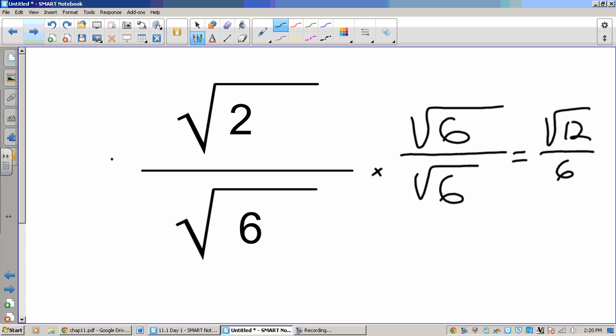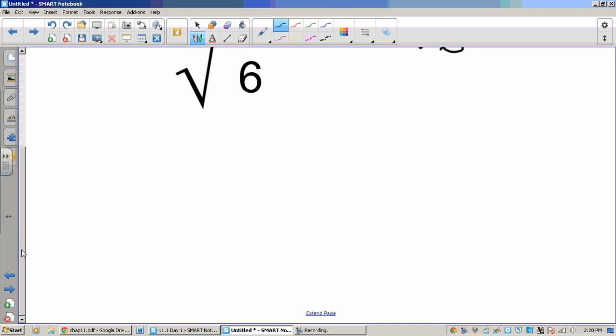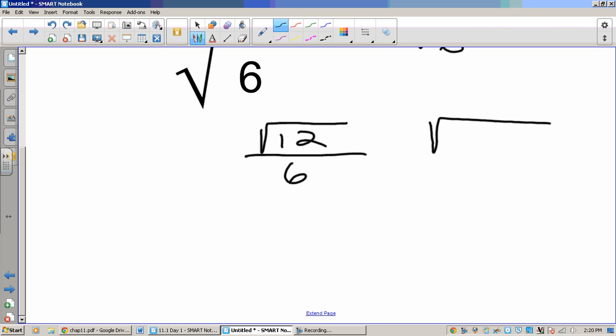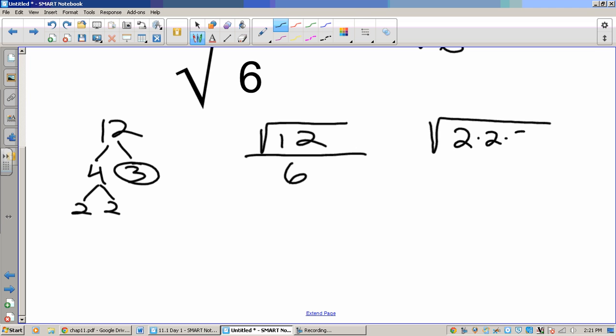Okay, so now I'm going to write this down here: radical 12 over 6. And I have to ask myself, is radical 12 simplified? Well, we actually did this problem yesterday. If I take the prime factorization of it, I know that is 4 times 3, and 3 is prime, so I can stop there, and 4 is 2 times 2. So the prime factorization of 12 is 2 times 2 times 3.